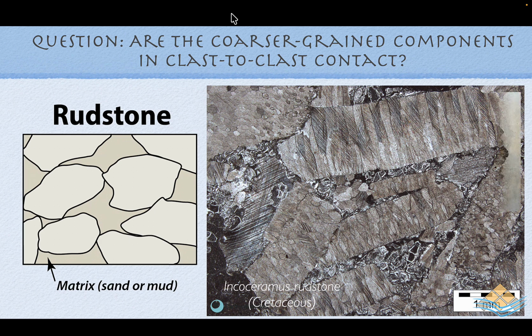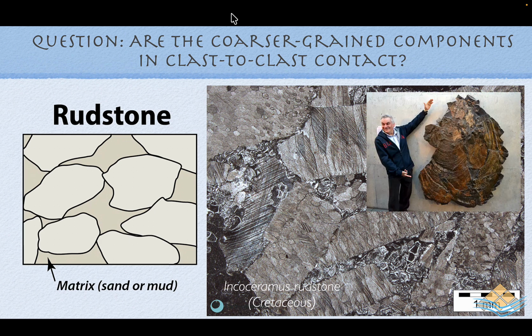These Inoceramus were quite impressive. These fragments are quite large. There's one of these shells from Greenland. We'll talk about these in a bit more detail in the next module, looking at geological aspects. This particular example of Inoceramus didn't grow in association with a reef. It grew in wackestone and packstone conditions, but still, because these fragments broke down, they're in clast to clast contact, we have a rudstone.